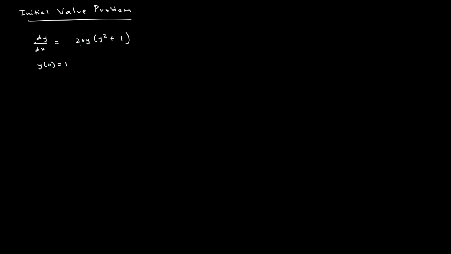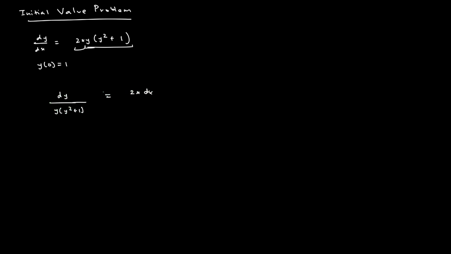This one is an initial value problem. So we want to find the solution to dy/dx = 2xy(y^2 + 1) that satisfies y(0) = 1. So we can clearly see how this differential equation is separable. So we know how to solve separable differential equations. We take dy divided by y(y^2 + 1), that is equal to 2x dx.